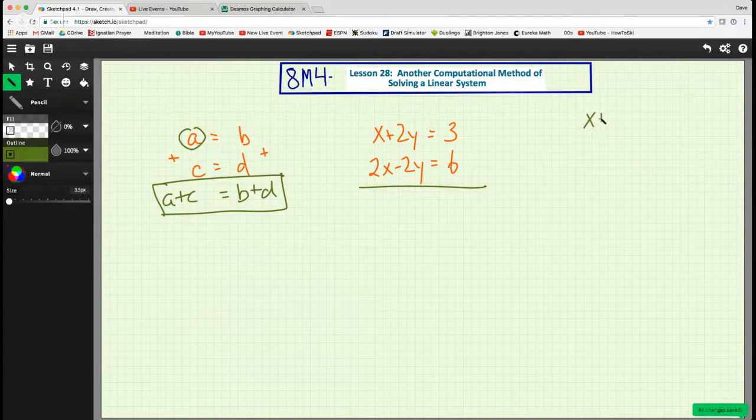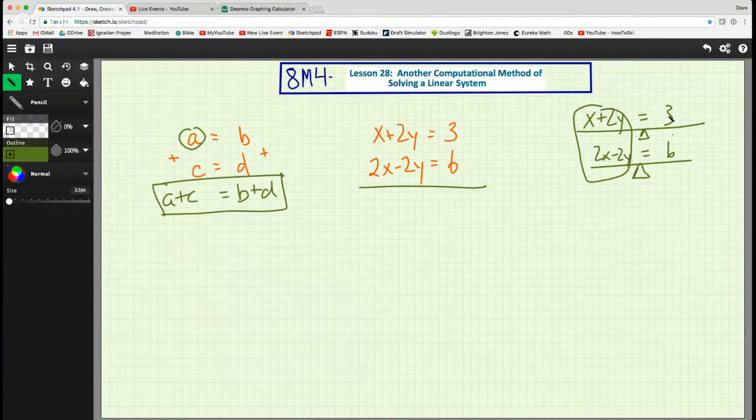So from the scale perspective, I have x plus 2y equaling 3. And then on another scale, I have 2x minus 2y equals 6. And I can just take all of this together and all of this together and stick them on a brand new scale. And those things better be equal. So let's add these down.